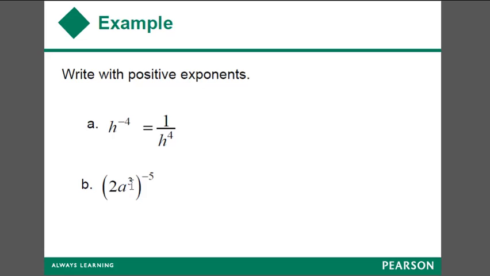When I have 2a to the third, all raised to the negative fifth, I first want to get rid of the negative fifth power by putting the entire parentheses in the denominator. So I have 1 divided by 2a to the third, all raised to the fifth. After I have gotten rid of the negative exponent, I can distribute the exponent using my product rules and power rules and say 2 to the fifth, which is going to be 32, and a to the third raised to the fifth, and multiply my exponents and get a to the 15th.